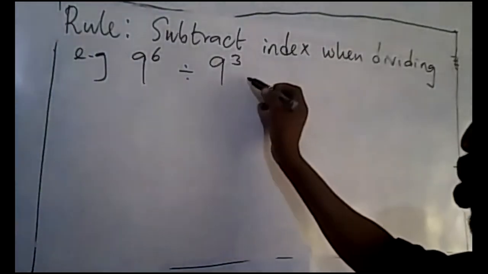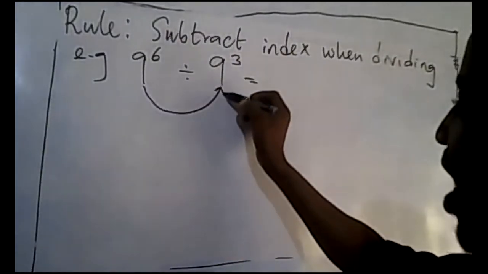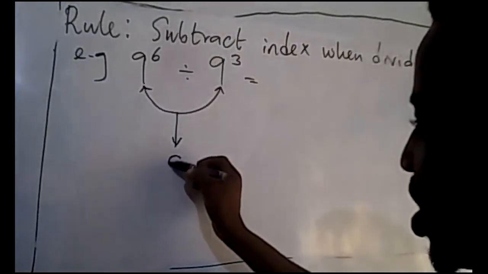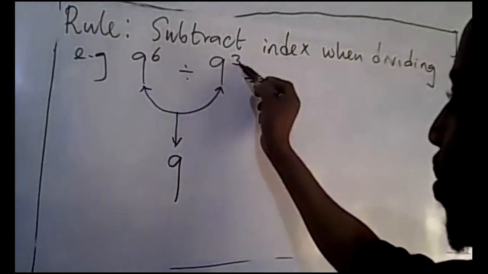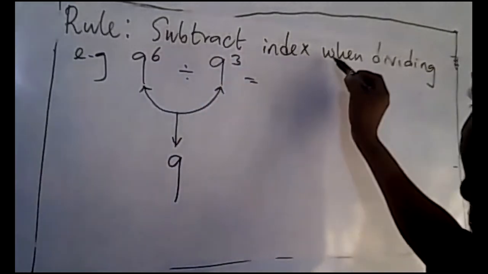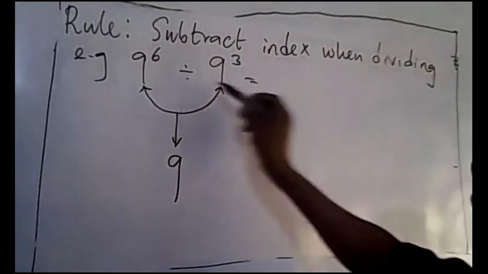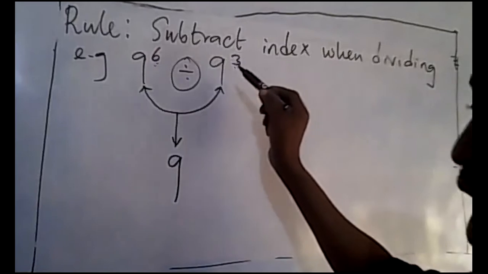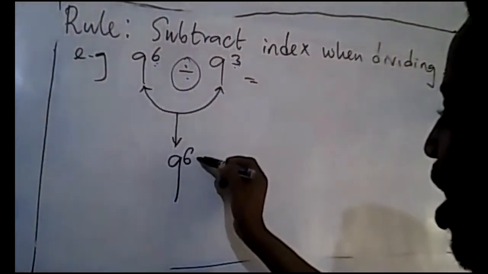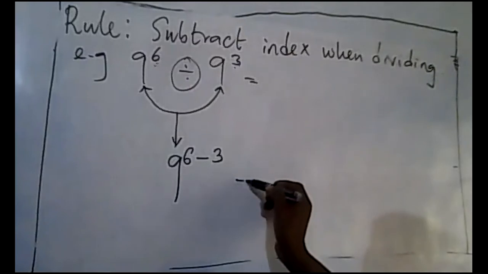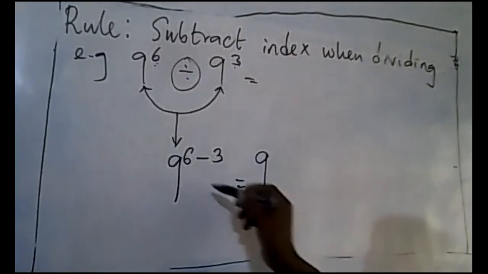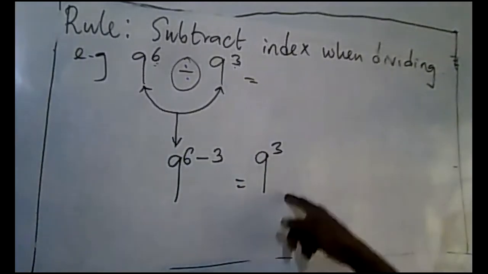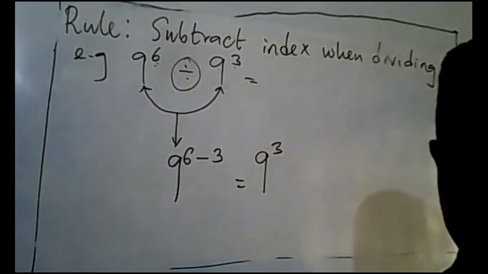All right, let's follow the rule. Because the bases are the same, what do you need to do? Just write one of the bases, 9, then subtract the powers, because the rule says subtract index or power when dividing, because there is a division sign, therefore the powers need to be subtracted. So you say 9 raised to power 6 minus 3. Okay? So you now have 9 raised to power 6 minus 3, which is 3. And that's our answer, 9 raised to power 3. Very simple, right?